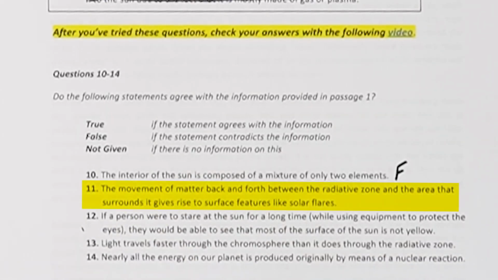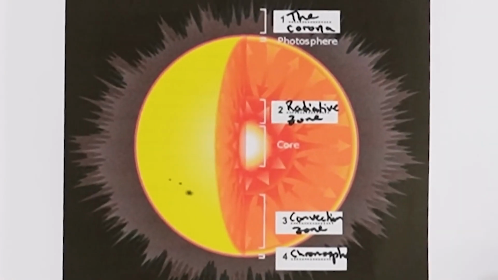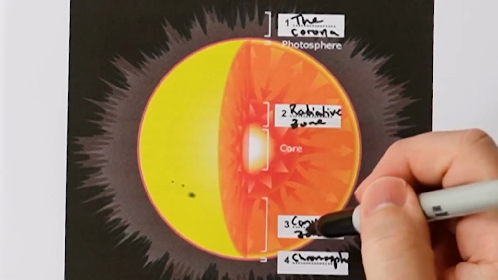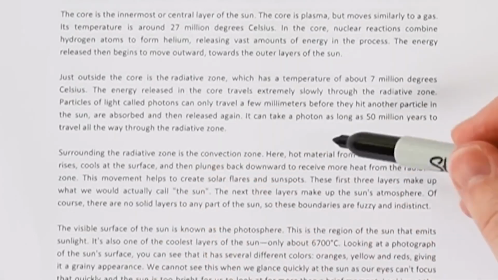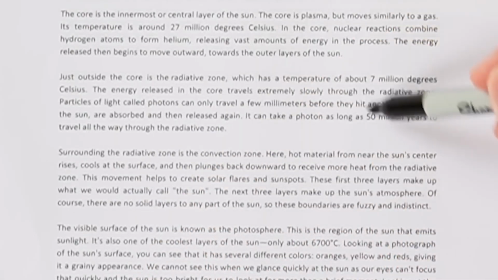The movement of matter back and forth between the radiative zone and the area that surrounds it gives rise to surface features like solar flares. So remember, we have our little diagram here, the radiative zone and the convection zone. So we're talking about those two areas, so the correct answer is probably in this area. We need to read this carefully to see if this agrees or disagrees with this statement.